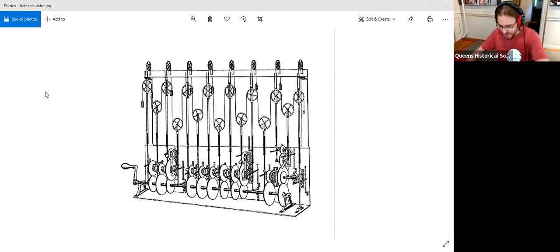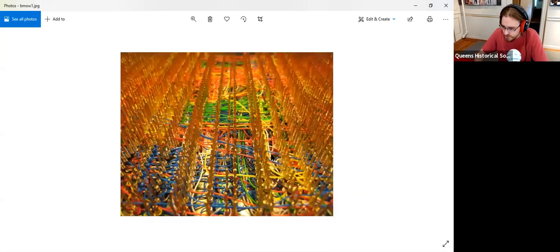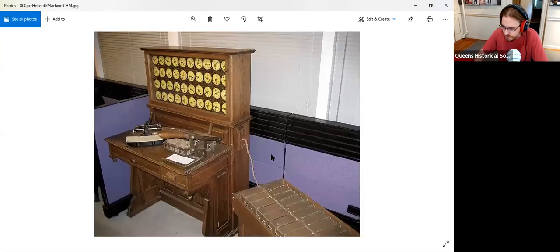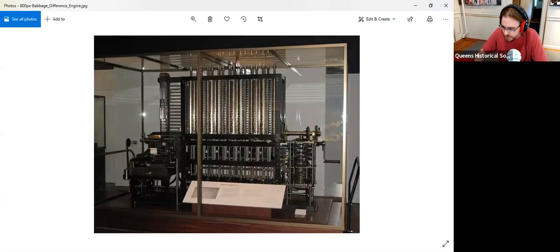So I'm going to go back to Babbage. Let's load up the Babbage engine. Where's the other picture? Here it is. All right.